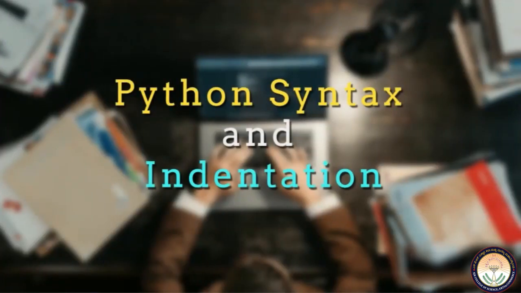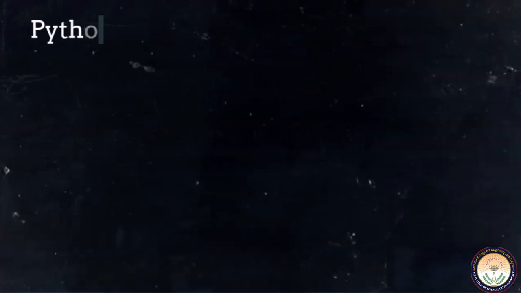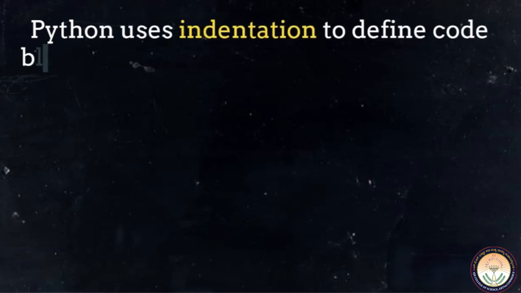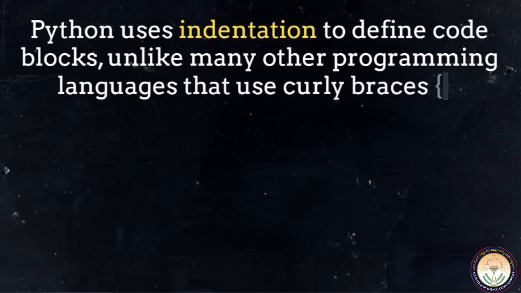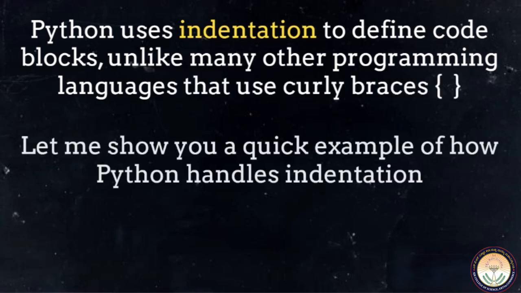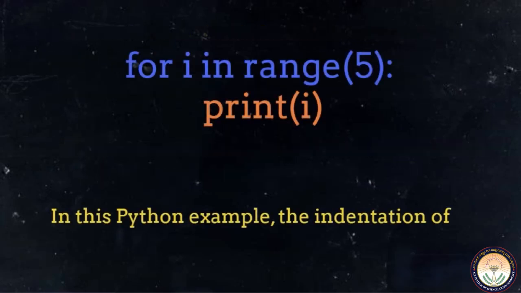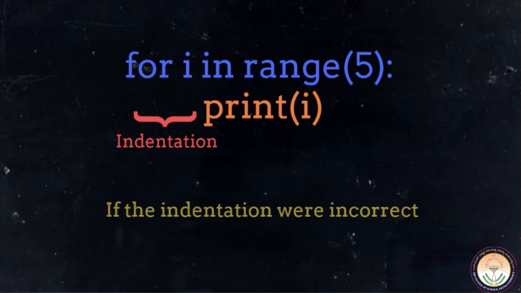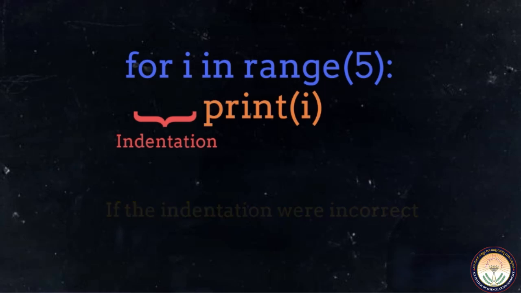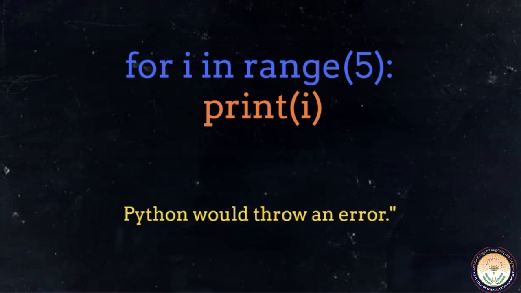Python syntax and indentation. Python uses indentation to define code blocks, unlike many other programming languages that use curly braces. Let me show you a quick example of how Python handles indentation. In this Python example, the indentation of the print statement tells Python that it belongs to the for loop. If the indentation were incorrect, Python would throw an error.